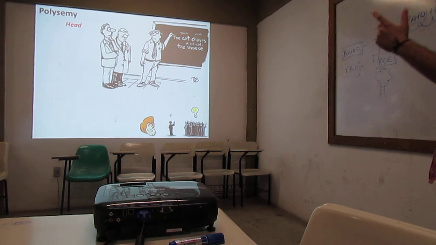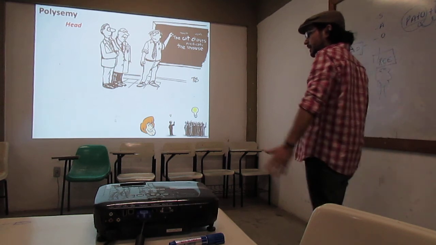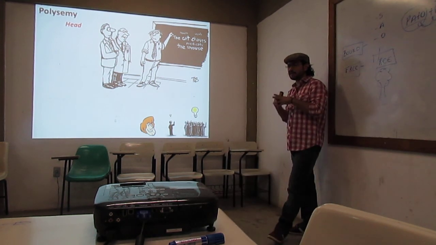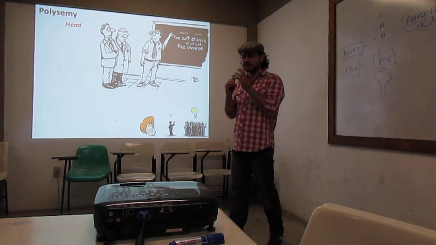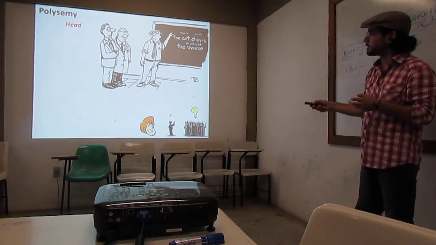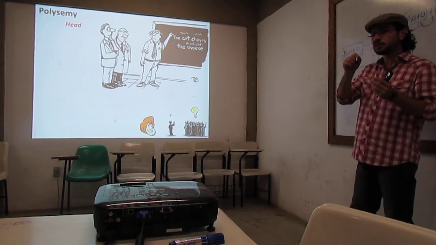We have one word with a lot of meanings, but those meanings are related between them. They have a familiar semantic trace. Então eles têm, apesar de serem situações diferentes, sentidos diferentes, eles têm um traço familiar.